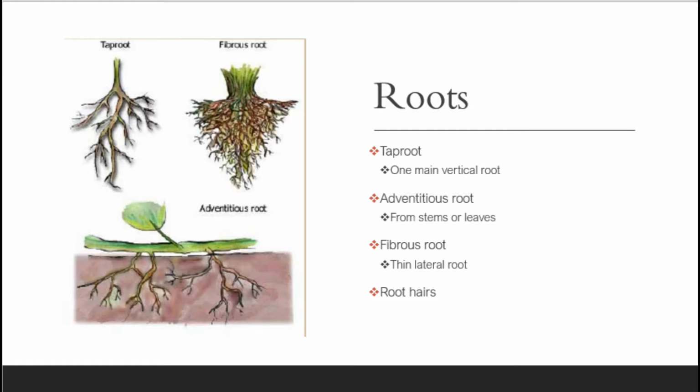And then the last is a fibrous root, and a fibrous root has no main root. It's just a bunch of really thin lateral roots, right? And so a taproot is one main vertical root which grows lateral roots, but a fibrous root is only the thin lateral roots. I also put on this slide root hairs, and so root hairs are very important to increase surface area on the roots, and this helps them absorb more water and nutrients. So root hairs increase surface area.